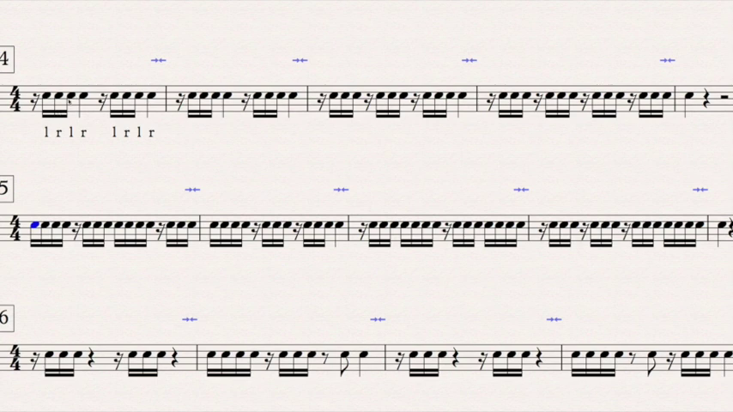Okay, remember natural sticking, you're going to start with the left hand. Ti te ta 2, ti te ta 2. Left, right, left, right. Left, right, left, right. Okay, so same thing for all three of these lines. Once again, line number 6, we have that syncopated left, right.